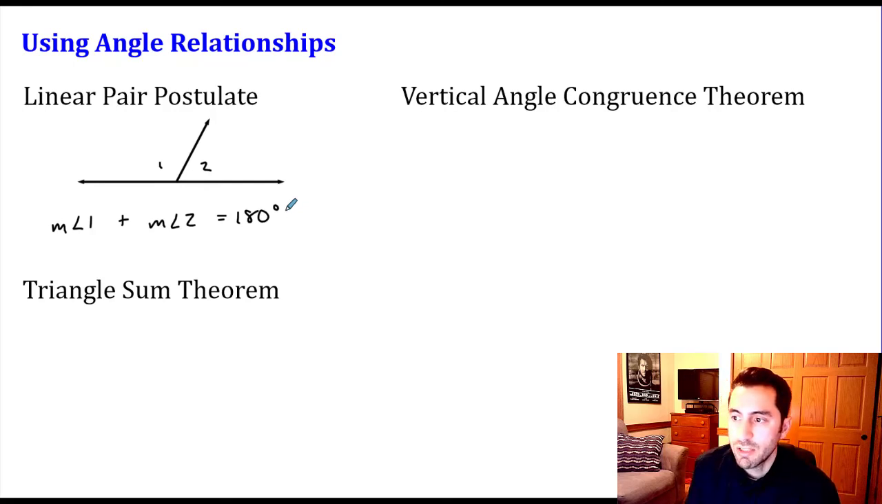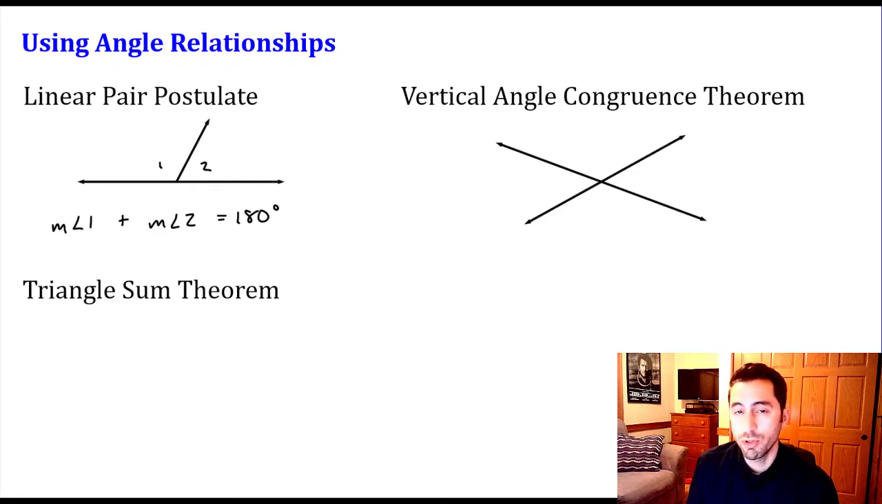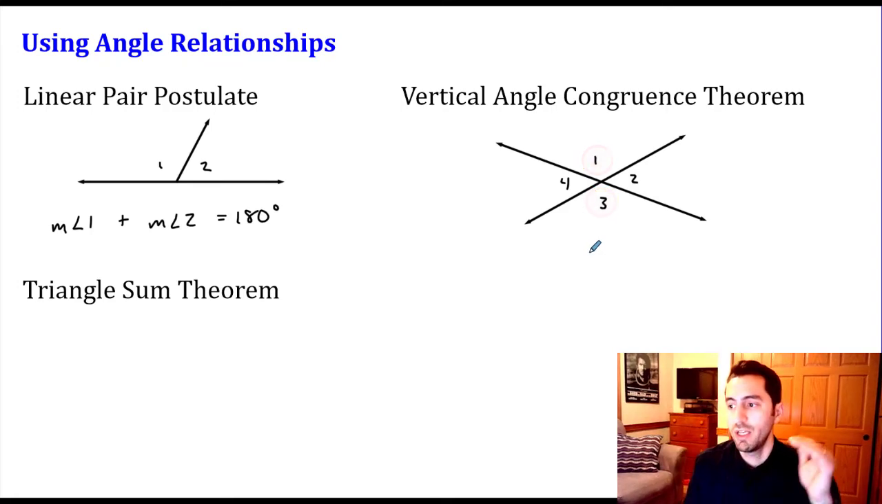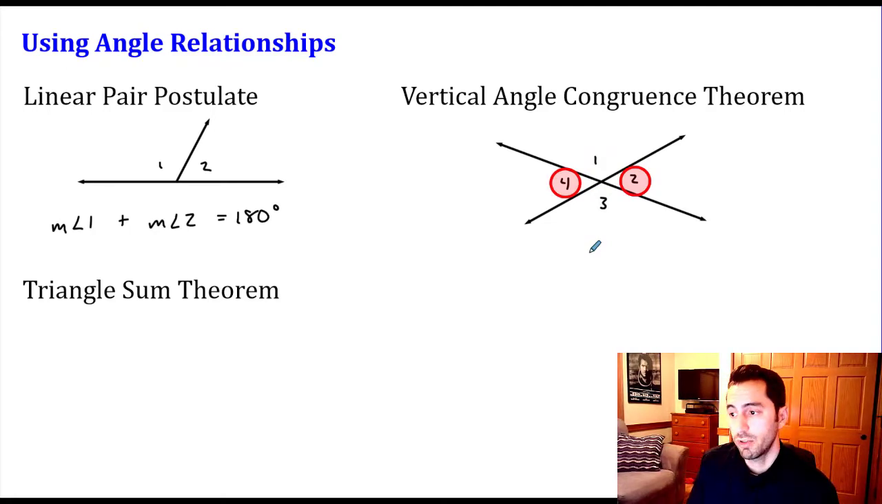A second one I want to take a look at is the vertical angle congruence theorem. Again, let's put a picture with this. Just a reminder, vertical angles are angles that form two pairs of opposite rays. So they're intersecting lines, and in this diagram we have four different angles. This forms two pairs of vertical angles. The ones that are opposite each other are vertical. For example, angle 1 and angle 3 are vertical angles, and angle 2 and angle 4 are vertical angles.